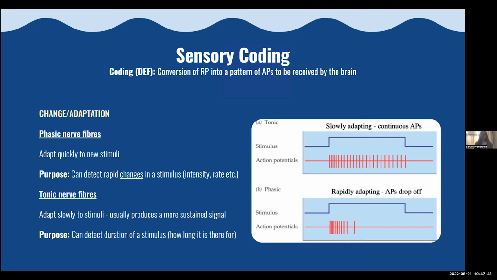Whereas with tonic fibers, they adapt a lot more slowly to stimuli. So there's this kind of constant and sustained signal for the duration of the stimulus. So that's going to give your brain information about how long a stimulus is lasting for.